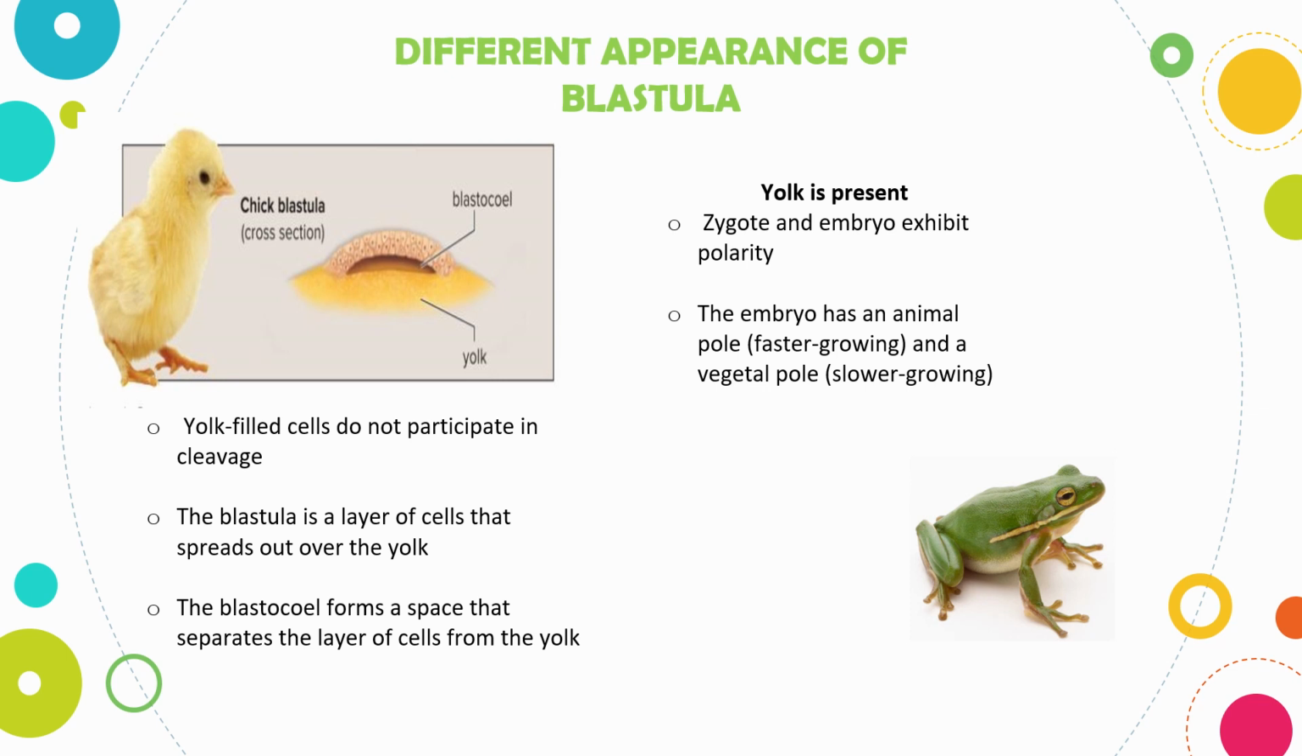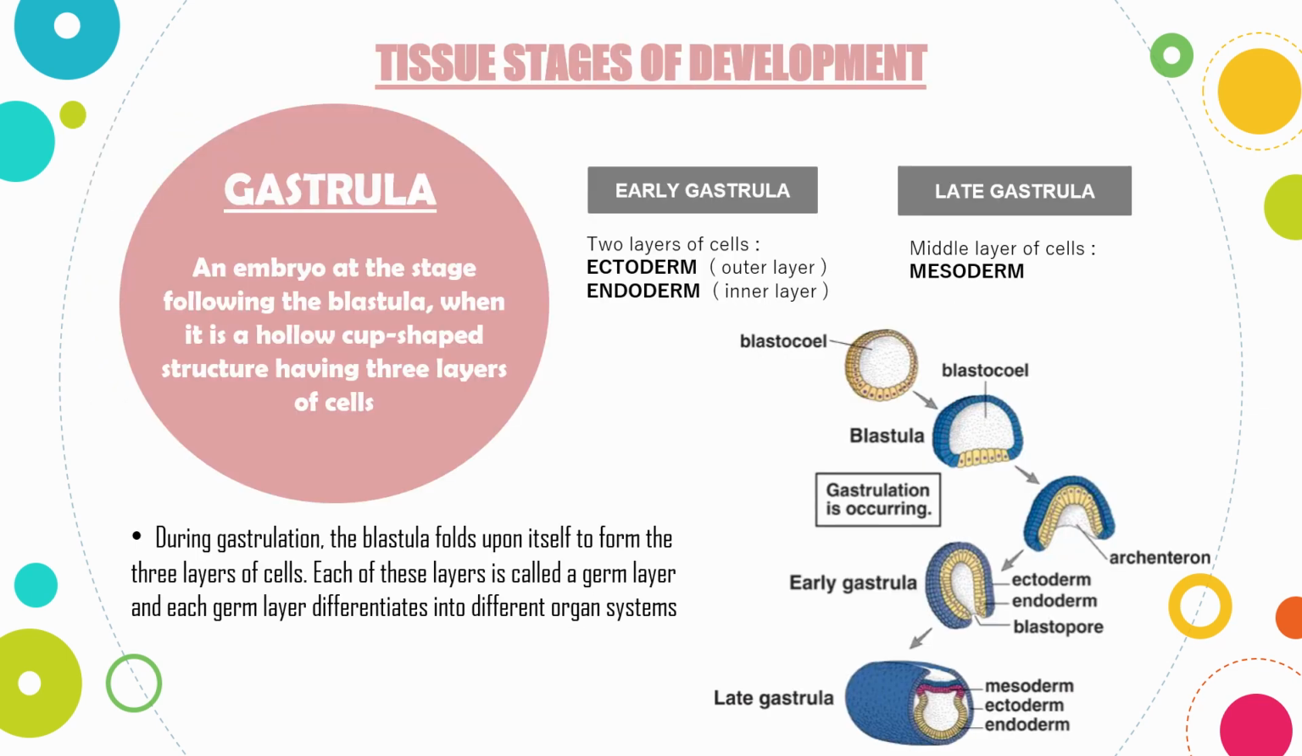Actually, the functions of the blastocoel in frog embryos are: it permits cell migration during gastrulation, and second, it prevents the cells beneath it from interacting prematurely with the cells above it. Okay, that's all for my part. I will pass to Afina for the tissue stages of development.